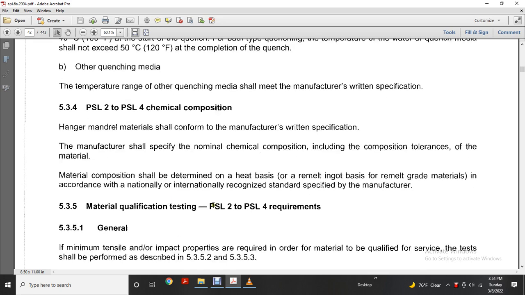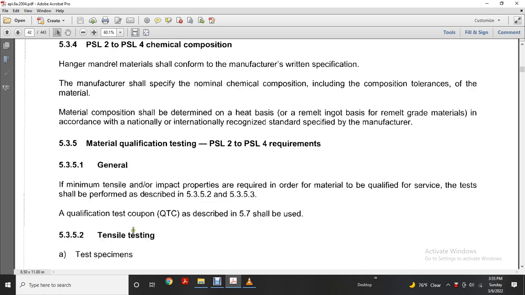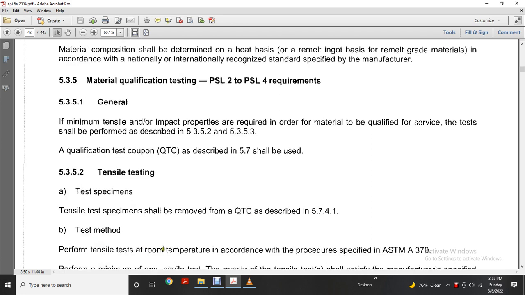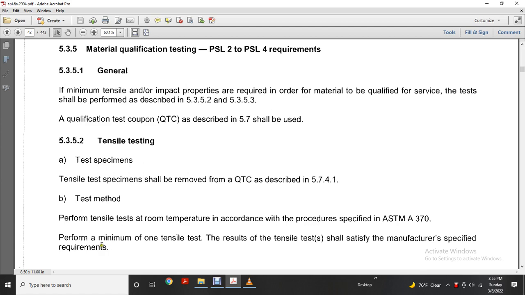Material qualification testing. Product specification level 2 to 4 requirements: general minimum tensile and impact properties for the qualified material, with the qualification tests performed per 5.3.2 and 5.3.3. The qualification test coupon described in 5.7 shall be used for the tensile strength test specimen, as described in 5.7.4.1. The test method: tensile strength testing at room temperature in accordance with the procedures of ASTM A370.